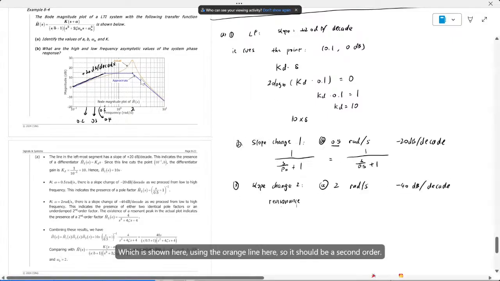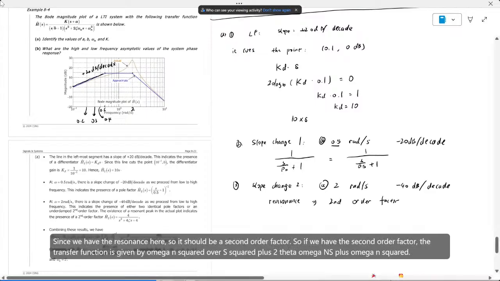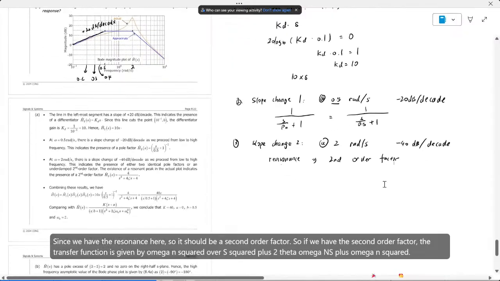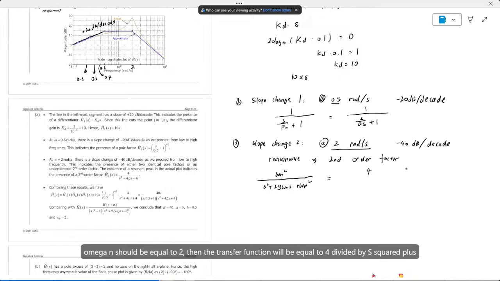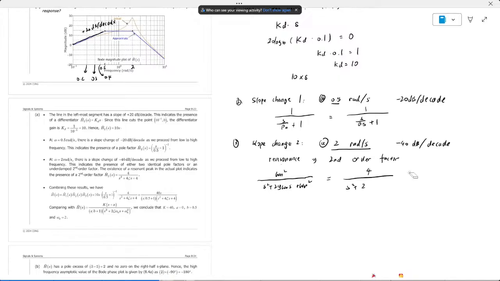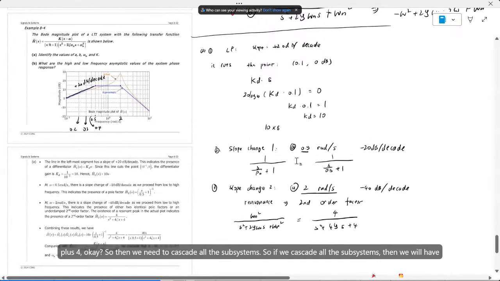which is shown here using the orange line, so it should be a second order factor. Since we have the resonance here, it should be a second order factor. So if we have the second order factor, the transfer function is given by omega n squared over S squared plus 2 theta omega n S plus omega n squared. And since the slope change happens at 2 radians per second, omega n should be equal to 2, then the transfer function will be equal to 4 divided by S squared plus 4 theta S plus 4. Okay, so then we need to cascade all the subsystems.